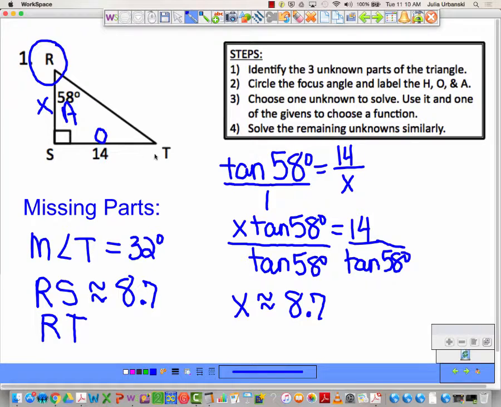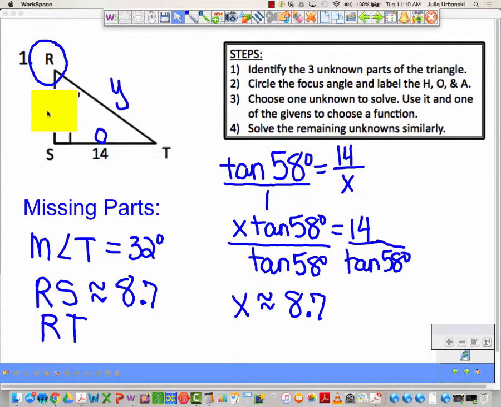Let's take RT and let's call it something different. Let's call it Y. At this point in time, we don't care about X anymore because if you want to use it, you could, but the problem is that it's estimated. And if you try to use an estimated answer, then your answer comes out to be an estimation of an estimation. So it's better off if you go back to using the 14, the exact answer that's given.